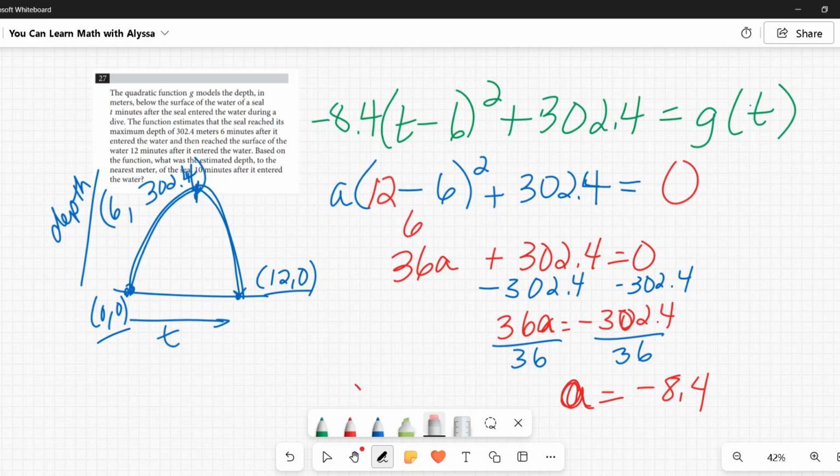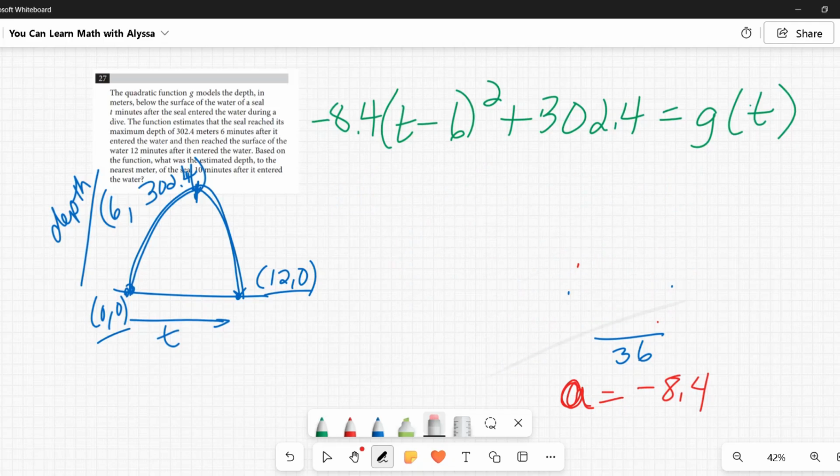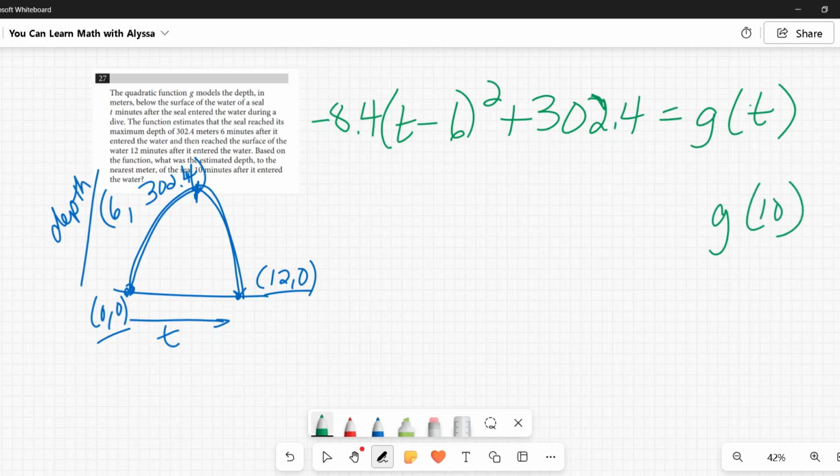Is it possible my handwriting is getting even worse? I don't know. Right, now I know my equation. This is the seal tracking equation. I'm going to erase that 3 that has a dot in it and make it slightly more reputable. Okay, now I need to know 10 minutes after the seal entered the water, when t is 10. So I'm asking, what is g of 10?